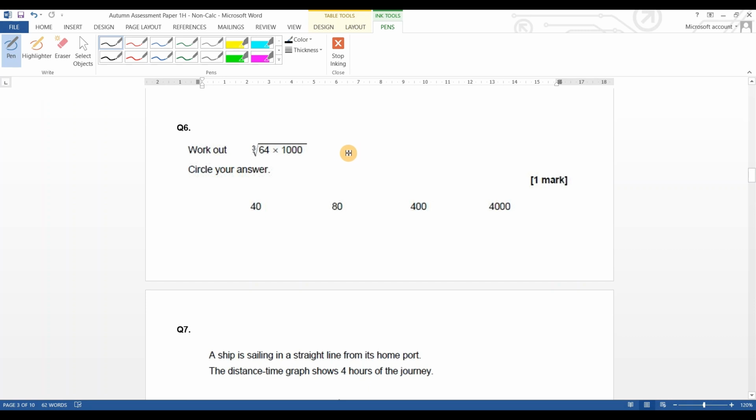It's going to be 4. That's the cube root of 64. And that's going to be 10 for the cube root of 1000. Yeah, 10 times 10 times 10 gives you 1000. So the cube root's got to be a 10 for that. So you're left with 4 times 10, which is 40. So it's definitely that one. Done.